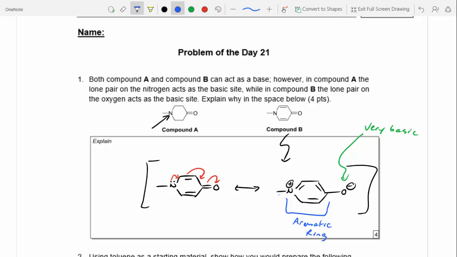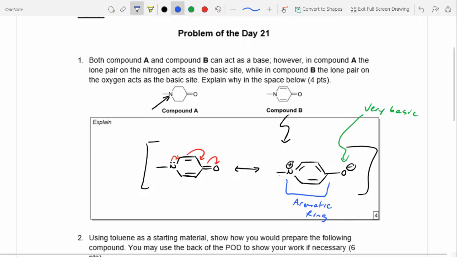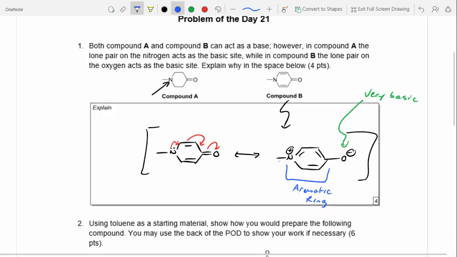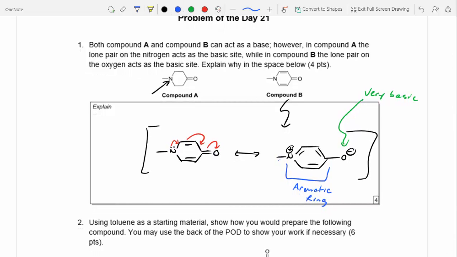So if anything, the way I have compound B drawn above really isn't the major resonance contributor. In fact, the major resonance contributor will be the one shown on the right in the box. Even though there's charges there, that stabilization from aromaticity is what really drives that conformation. Does that make sense? A little bit tricky.